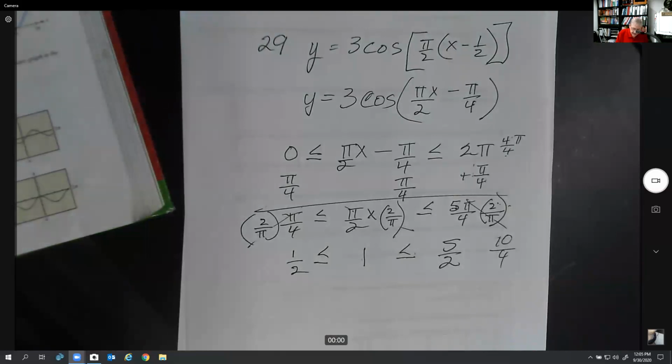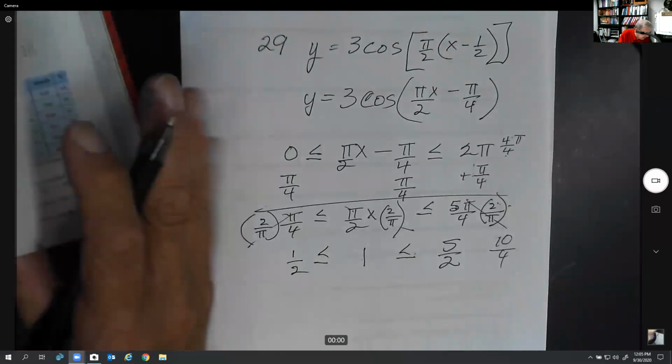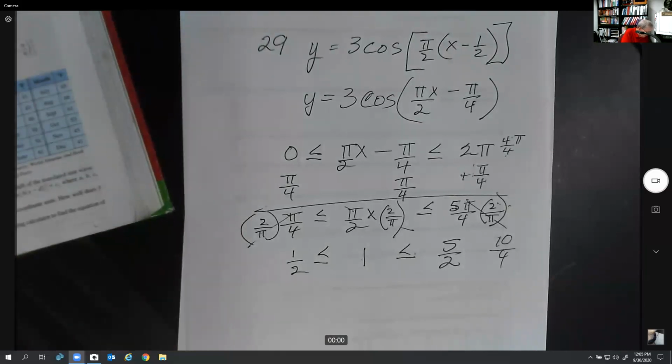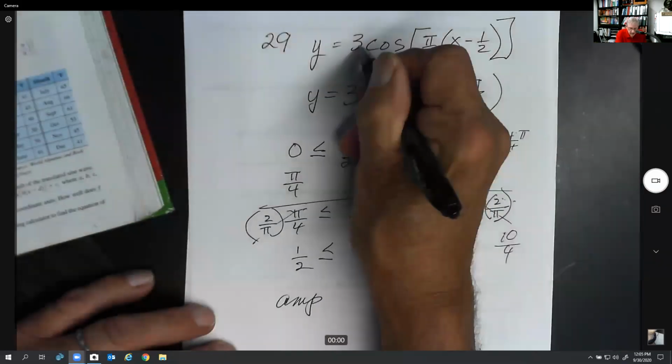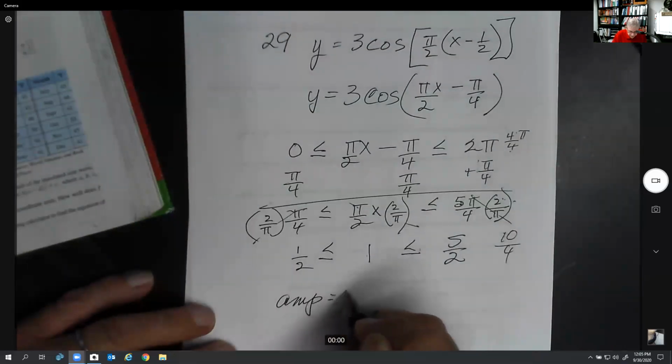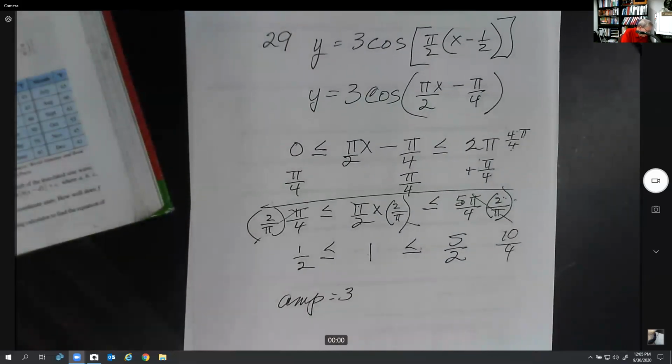Oh, I see. On this one, they didn't want you to graph it. They just wanted you to do a couple of things on this 29. Okay. They wanted the amplitude. Okay, well, that was easy to do. The amplitude is 3. Okay, they didn't want you to graph it. No wonder. What's the period?